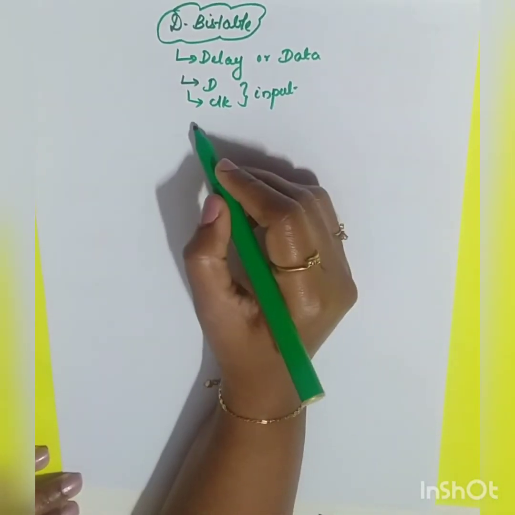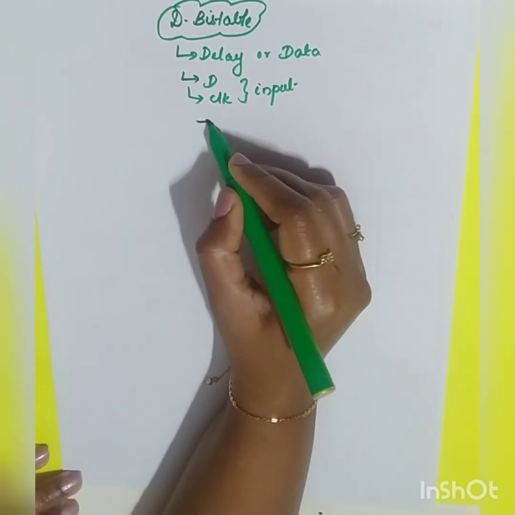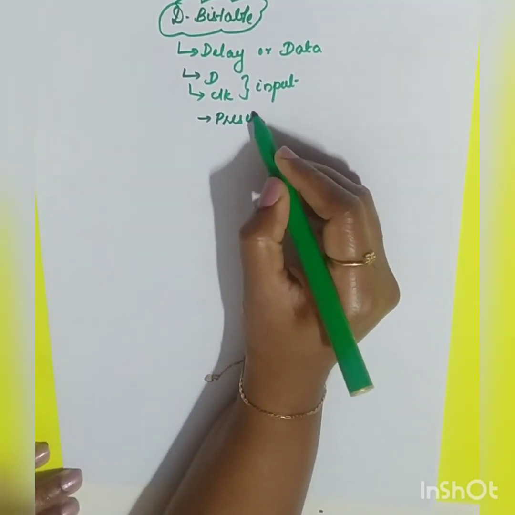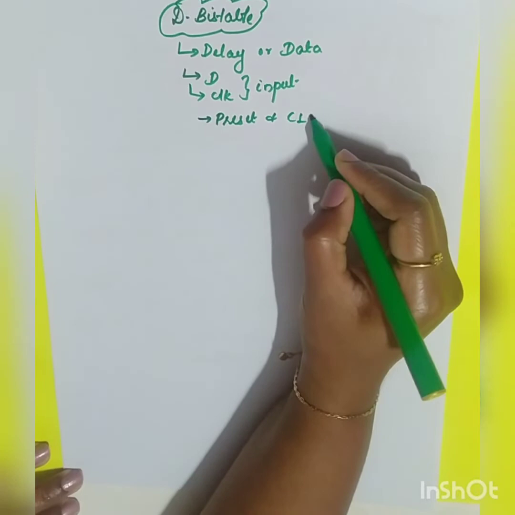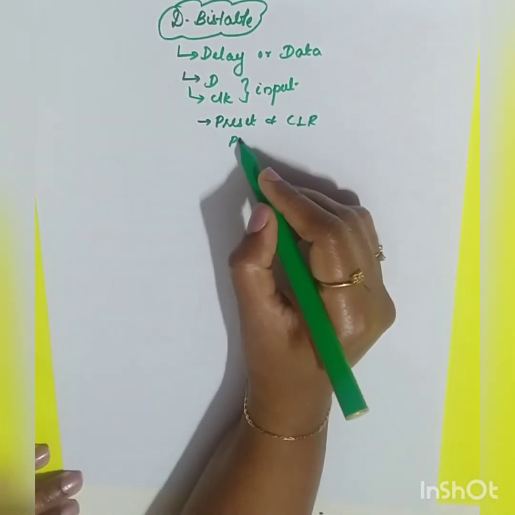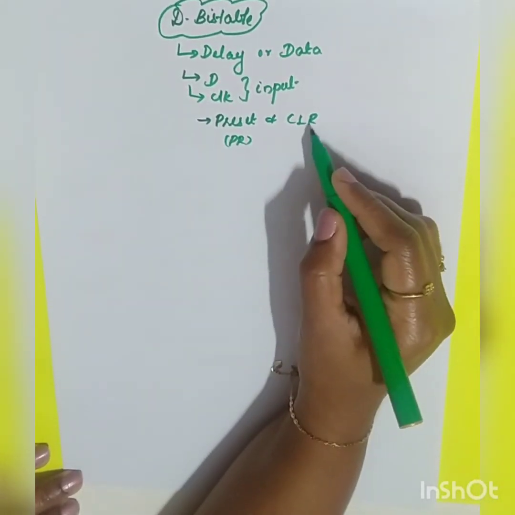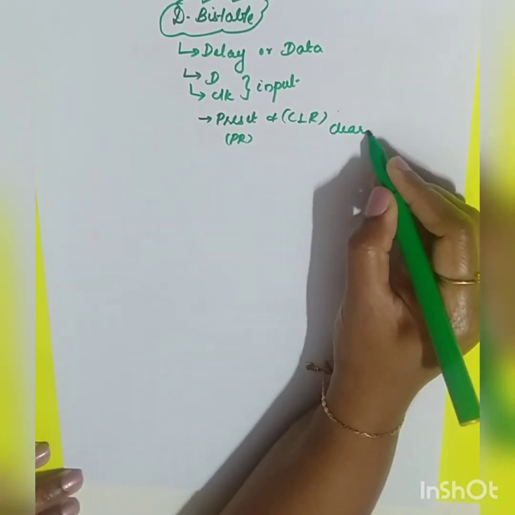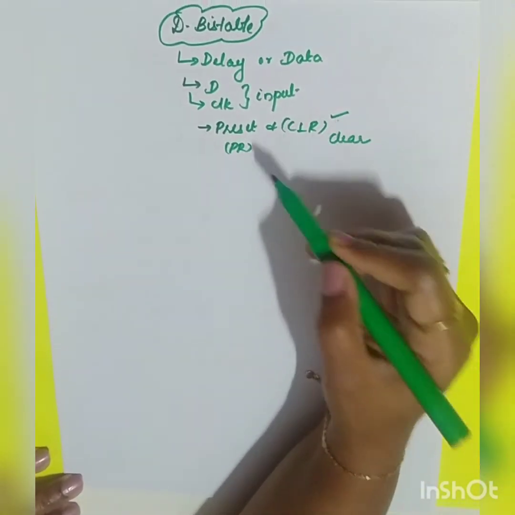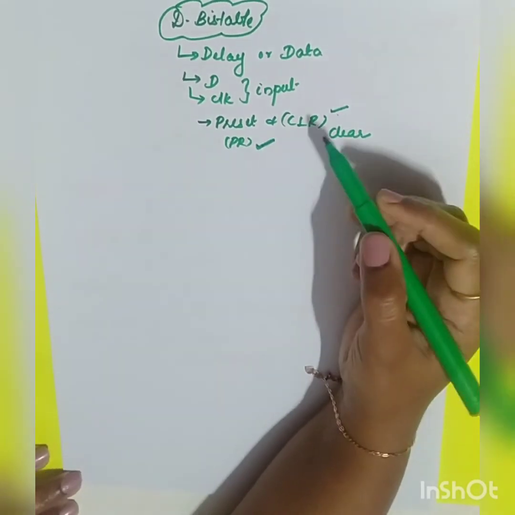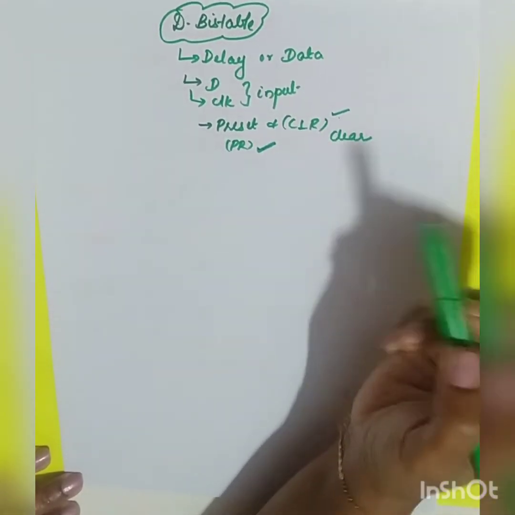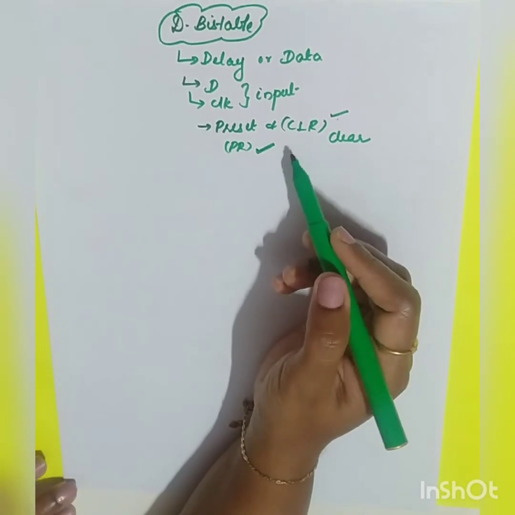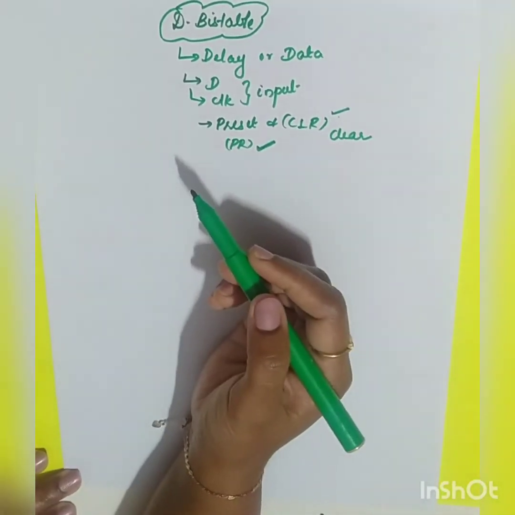Sometimes in some cases you can give additional inputs like preset and clear. Preset is normally given by PR and clear is given by CLR. This stands for clear, which is used to clear and preset the value, meaning set and reset the value. That is the use of these two inputs.